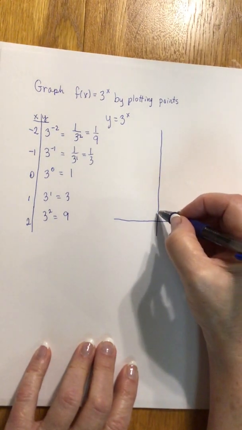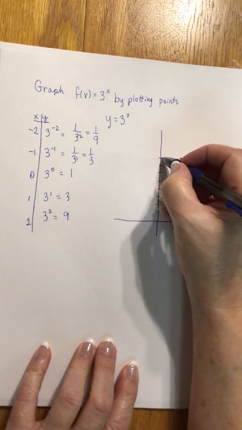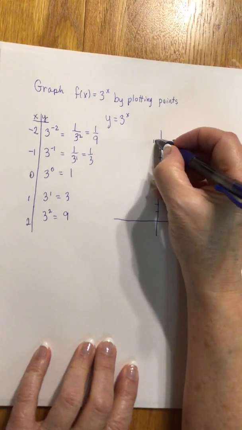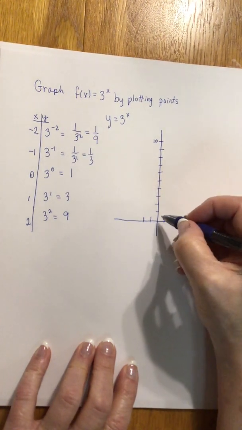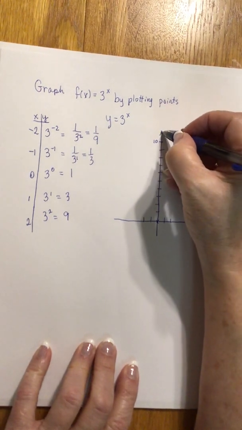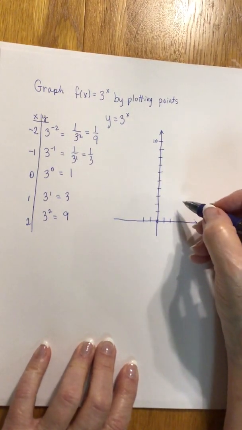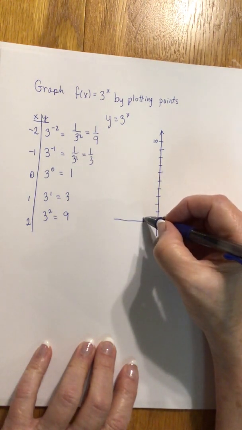So we have 9, so 1, 2, 3, 4, 5, 6, 7, 8, 9, and we're going to go to 10. And then we're going to go 1, 2, 1, 2. So here's my origin, this is my x-axis, and this is my y-axis. So I'm plugging in -2, 1/9. So -2, 1/9 is just barely off the line.